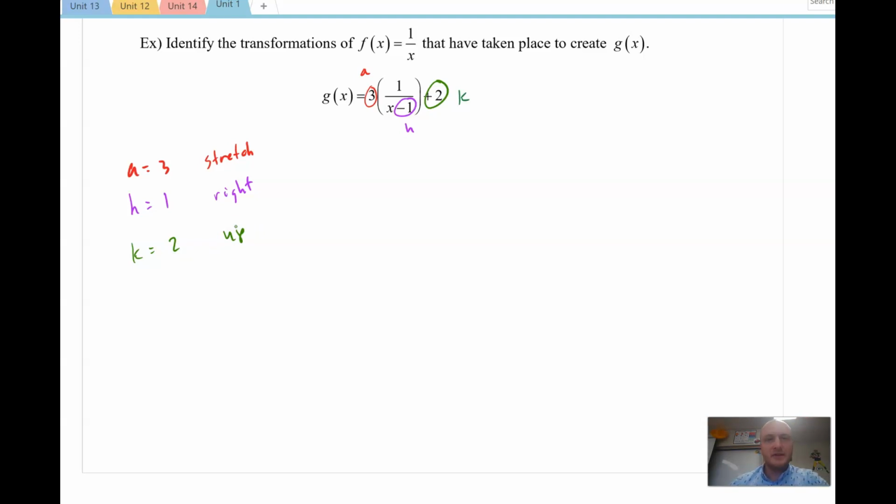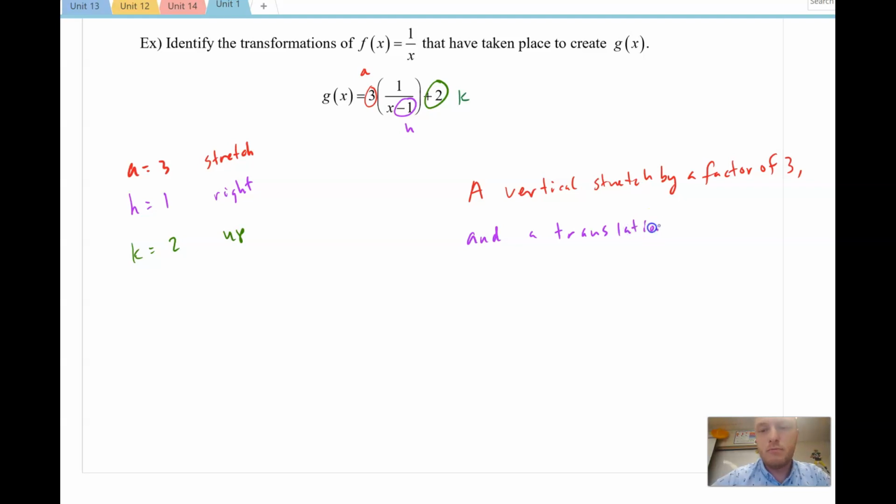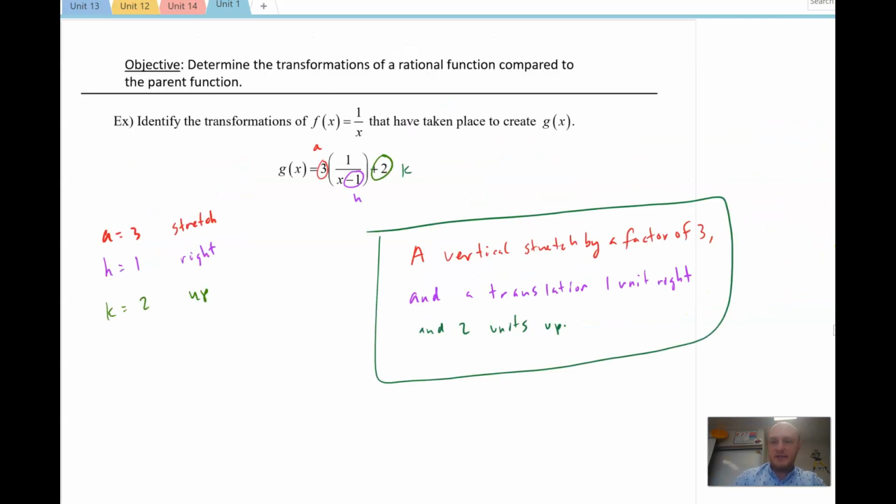So we will say a vertical stretch by a factor of 3 and a translation 1 unit right and 2 units up. Okay, there is our answer.